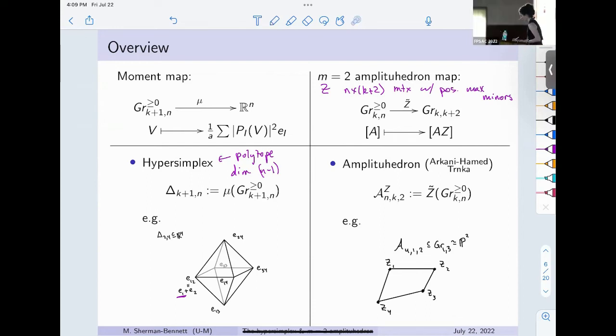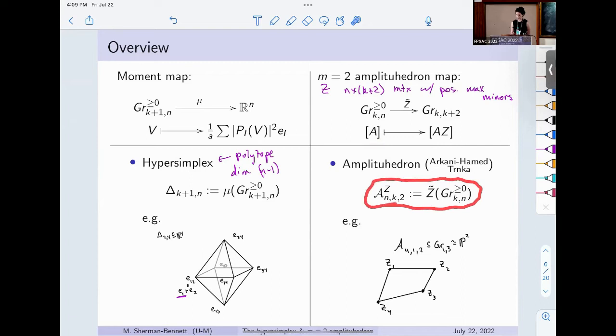So how does this map work? Well, I start with some point in the TNN Grassmannian, say it's represented by a matrix A. Then I map it to the point in a different Grassmannian represented by the matrix A times Z. And this matrix AZ really is full rank. It's k by k+2, so it really does give us a point in the Grassmannian Gr(k, k+2). Okay, so there's some map. If I take the image of the TNN Grassmannian under this map, Z tilde, then I get the amplituhedron.